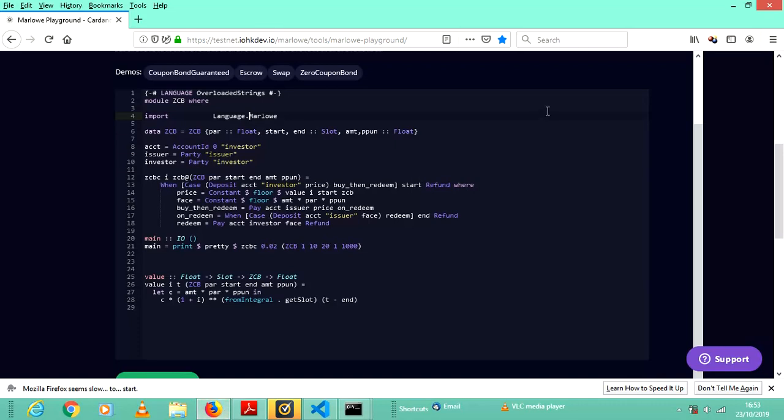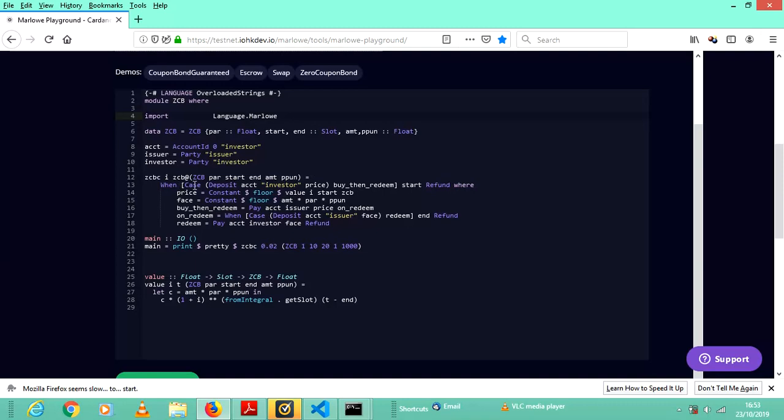Okay, so now don't worry about this too much. This is just how to define the zero coupon bond, and then just to make things a bit clearer, we have the account, the issuer, and the investor values represent them. And so here is our main, this is where the action is. This is a function that will, from a ZCP, create a contract.